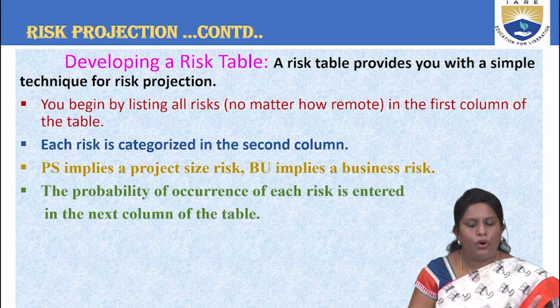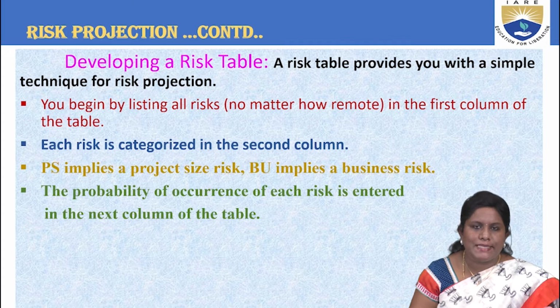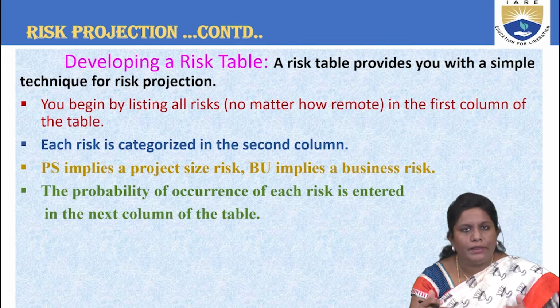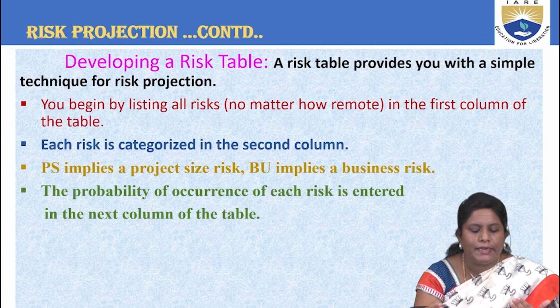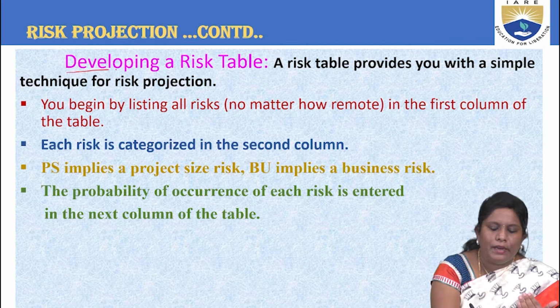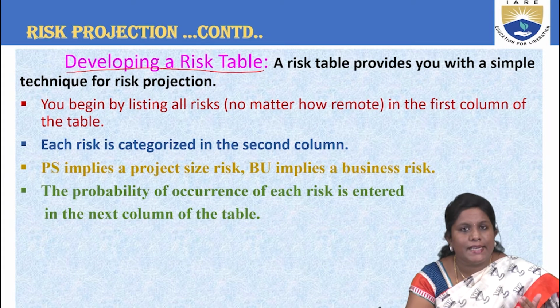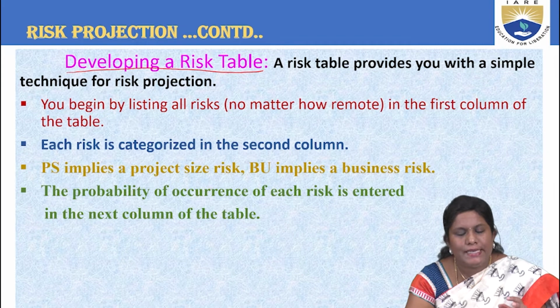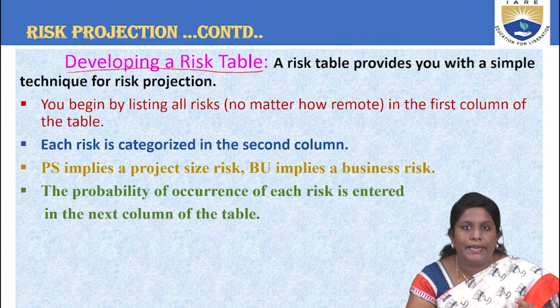So to do all these particular things, whatever have been stated in the table, basing upon that, you are trying to develop a risk table. What is this risk table trying to tell you? It is trying to provide you with a simple technique of risk projection, meaning where does each risk stand? The table is trying to depict where does each risk stand.